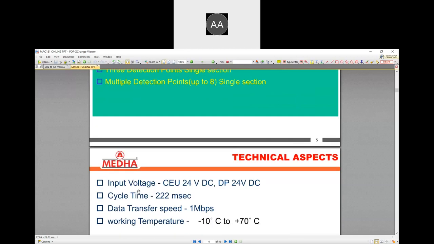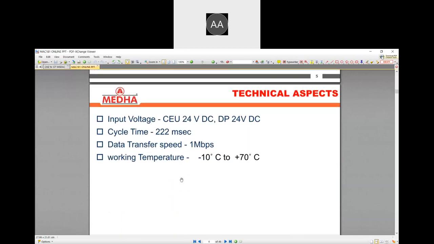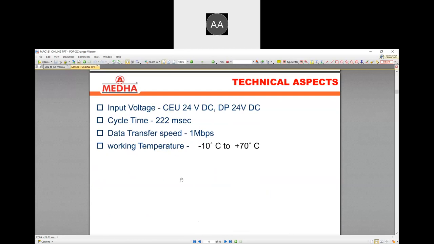Then, discussing the working voltage and technical aspects of the system. The input voltage, or working voltage, of the system is 24 volt DC with a cycle time of 222 milliseconds, and the communication data transfer rate is 1 Mbps. The system is designed to work over a temperature range from -10 degrees to +70 degrees centigrade. So these are the technical features of the system.